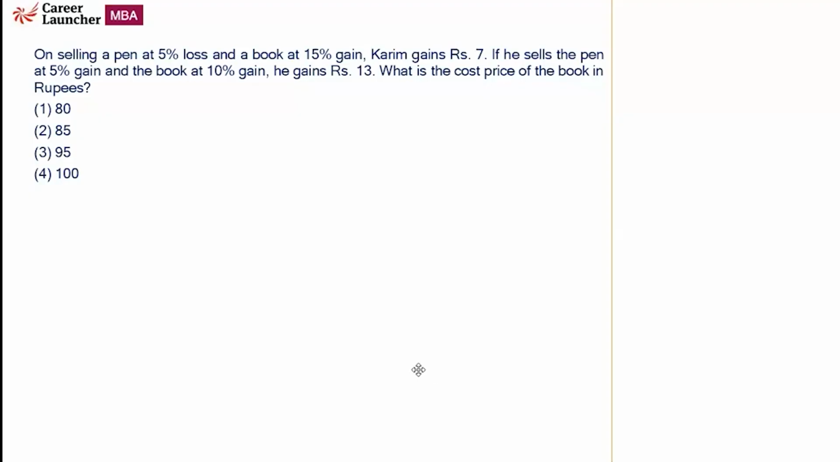Maths is all about converting statements into equations. I don't know what the cost price of a pen is. Let's take it as A, and the cost price of a book is B. When you lose 5% on A and 15% on B, there's a gain. You gain ₹7. I don't know what 15% is, but I'll write the percentage directly.